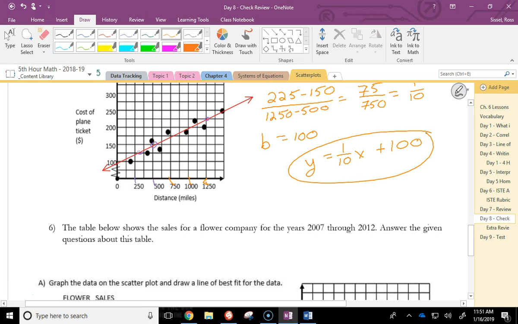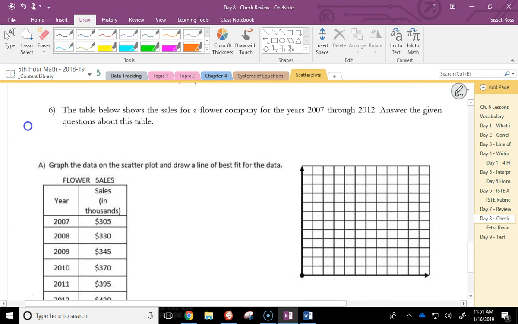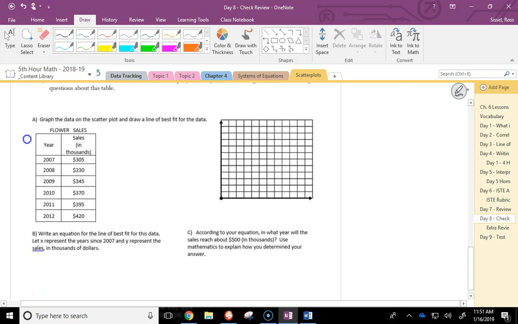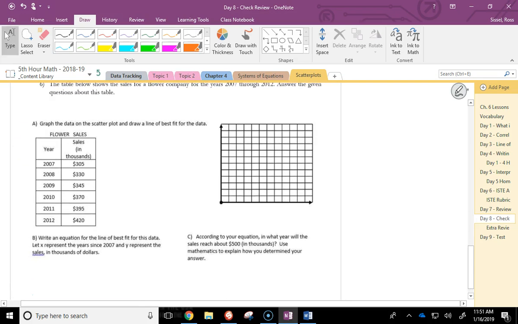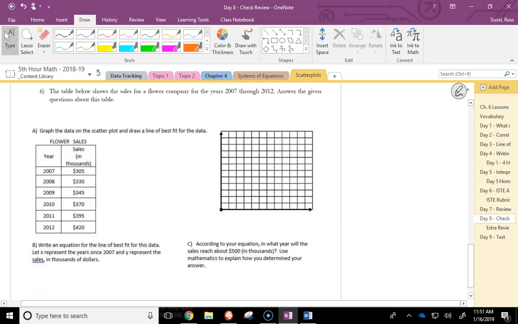All right, now we're doing this review. In just a second, you will be able to. I understand. So on number 6, I want to go through a big component of it. It says the table below shows the sales of a flour company for the years 2007 through 2012. Answer the questions about this table.